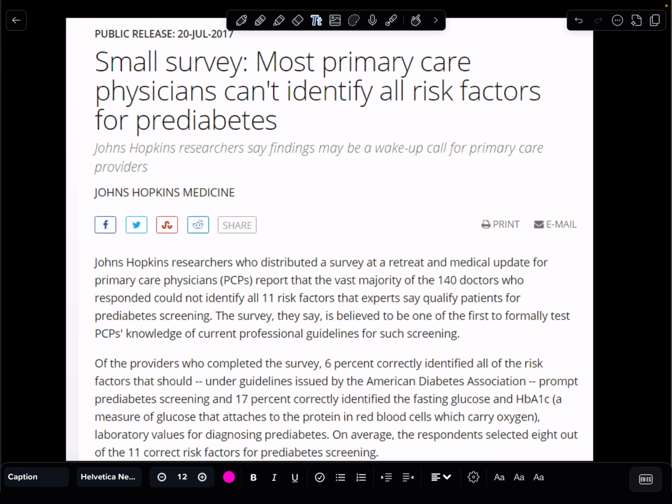And so 6% of the physicians in the study could correctly identify all the risk factors. 6%. 17% of internal medicine docs could identify the appropriate lab value to diagnose someone as being pre-diabetic or diabetic. I don't have it on the abstract. How many do you think knew what the appropriate amount of weight loss and the appropriate amount of exercise was? 25%. And when I redid it with PTs, I actually had to fudge the data a little bit.